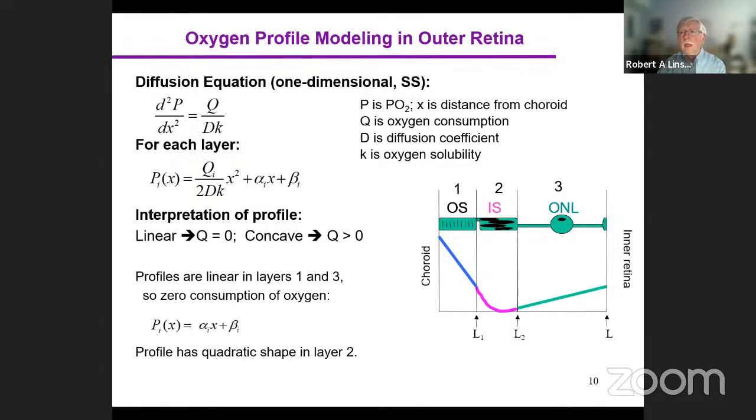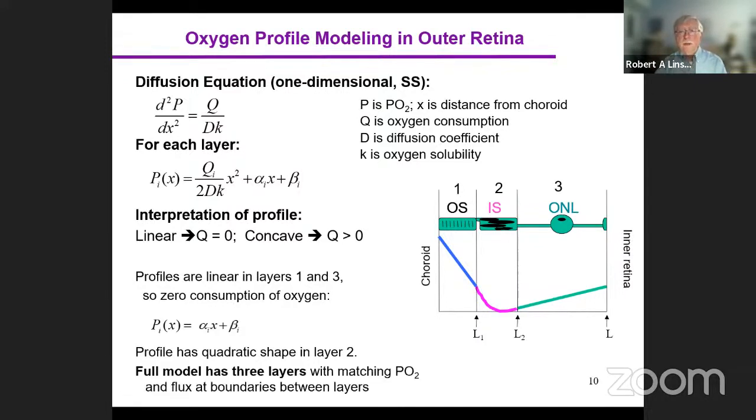Whereas if there's some consumption of oxygen, there will be a quadratic shape to the profile through that region. So with the profiles being linear in regions 1 and 3, we can drop the first term of the PO2 equation, and it simplifies to just a linear equation. But we need to solve the entire equation and use the second equation shown here for layer 2. So the full model has 3 layers for the outer retina. And the other thing we need to do is match the PO2 and the oxygen fluxes at the boundaries between layers.